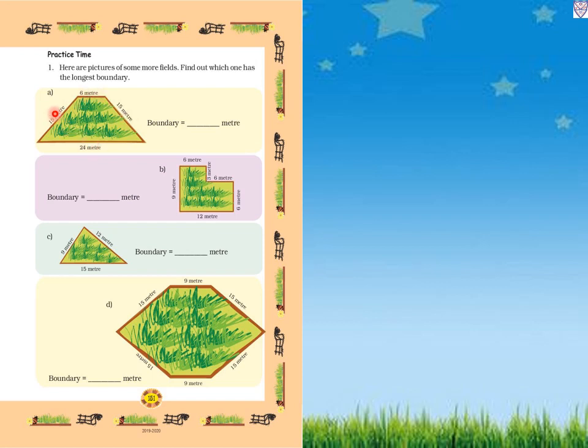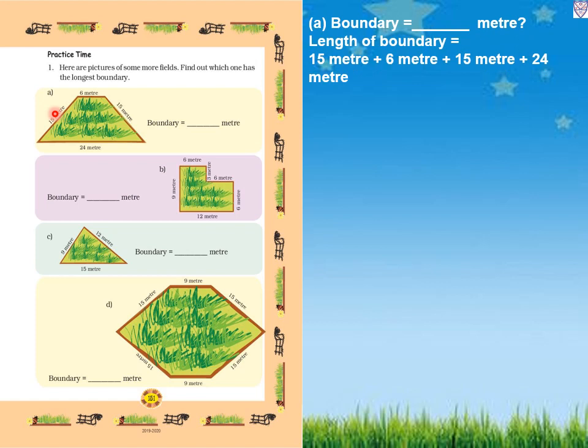Okay, number 1A. The boundary equals dash meter. So we will add 15 meter plus 6 meter plus 15 meter plus 24 meter. 15 plus 6 equals 21 meter, 21 plus 15 equals 36 meter, and 36 plus 24 equals 60 meter.